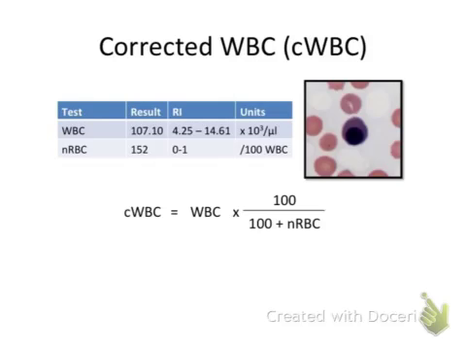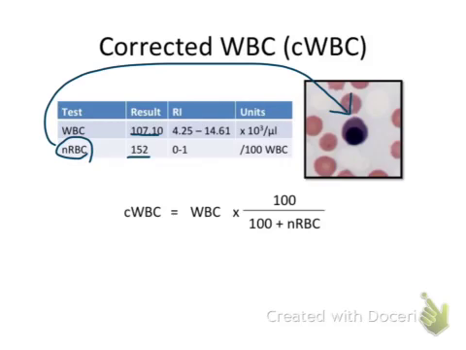So in this example, the analyzer counted 107,000 white blood cells per microliter. But when you looked at the blood smear, you saw and counted 152 nucleated red blood cells per 100 white blood cells.